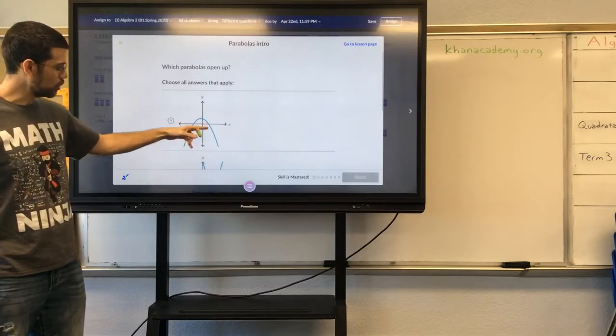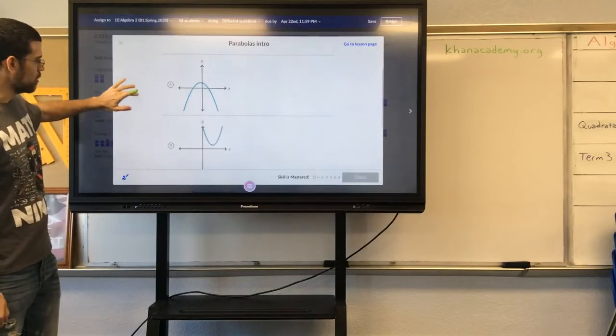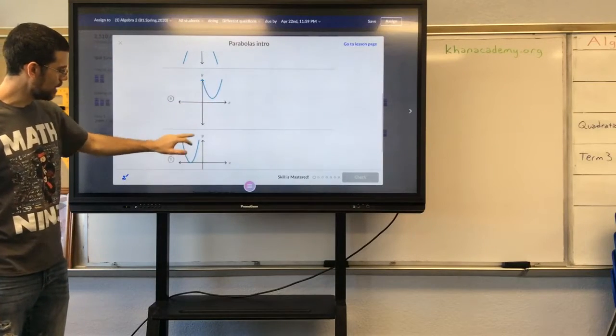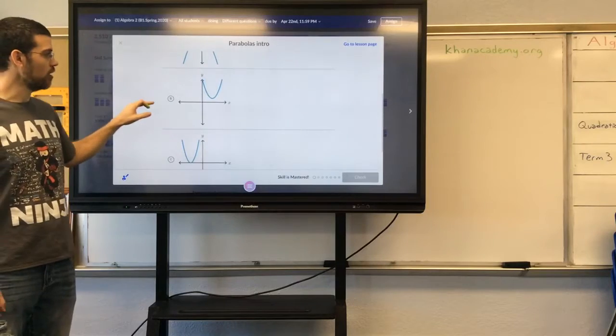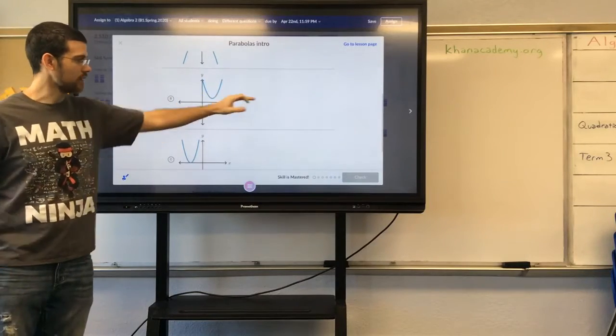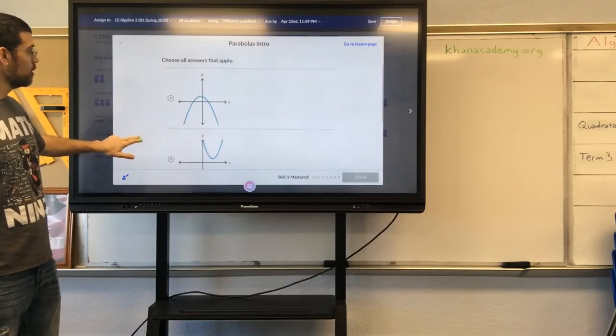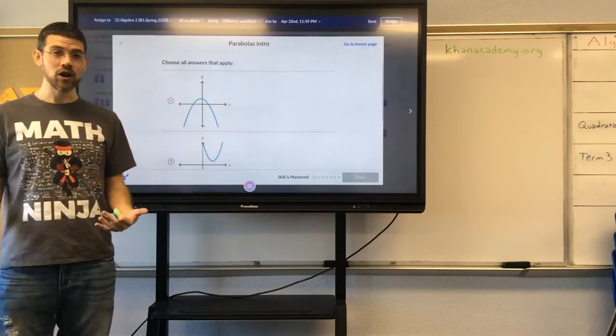It's this blue curve. There are a few examples. So here's a parabola, here's a parabola. They're graphed on the Cartesian coordinate plane, x-axis, y-axis. And these are graphs of quadratic functions.